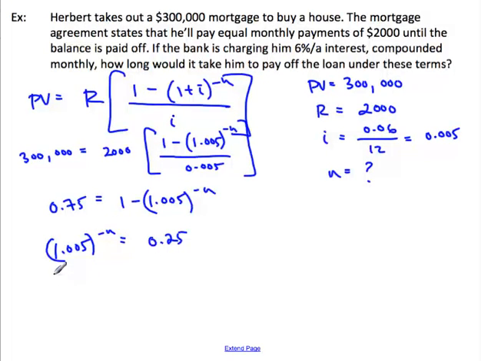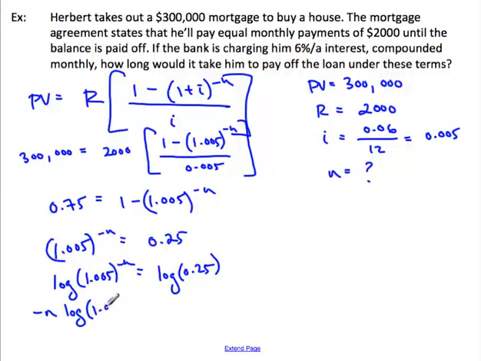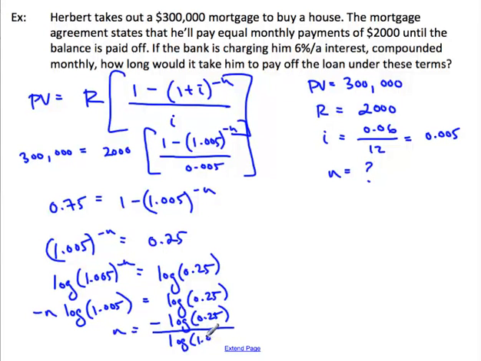So if I take the base 10 logarithm of both sides, I get log of 1.005 to the power of negative n is equal to log of 0.25. Bringing the negative n down, I get negative n log 1.005 is equal to the log of 0.25. And dividing both sides by negative log of 1.005, I get n is equal to negative log of 0.25 divided by the log of 1.005.